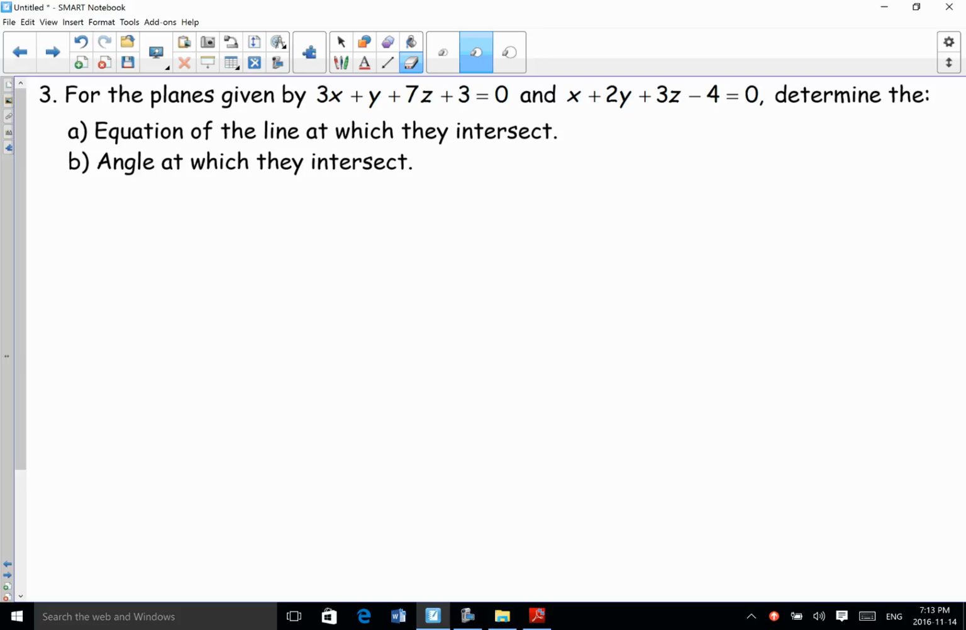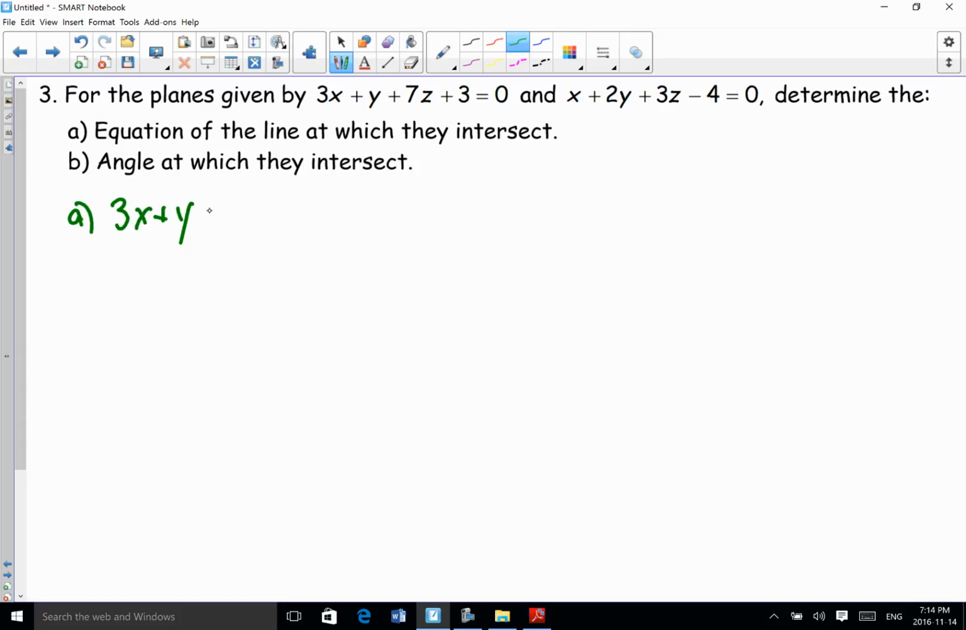In number 3, we're asked to figure out where two planes intersect. Two planes can only intersect along a line unless they happen to be coincident or parallel, which obviously they're not in this case. So if we want to find our intersection, we can do that by choosing a parameter at some point. So we'll start off by writing our equations down.